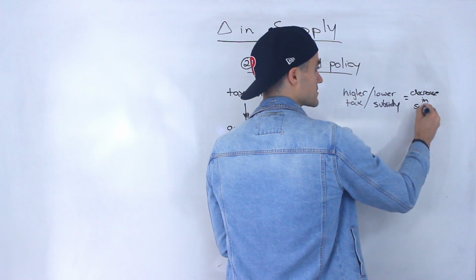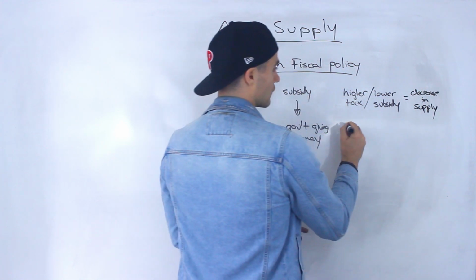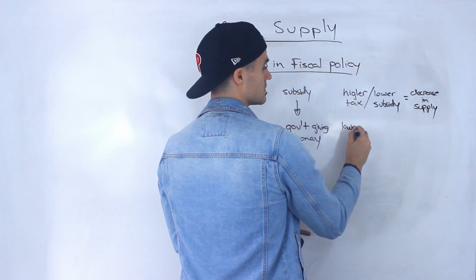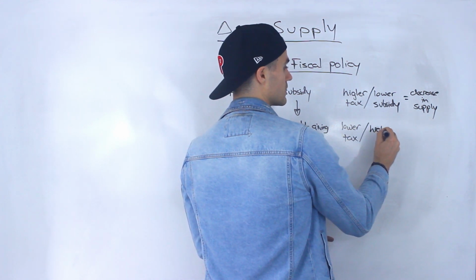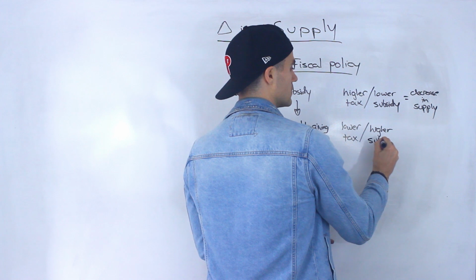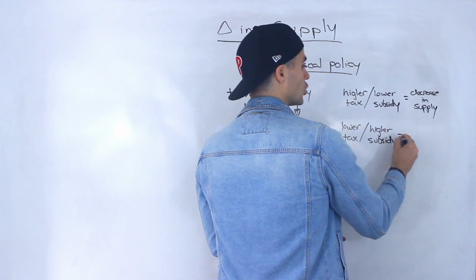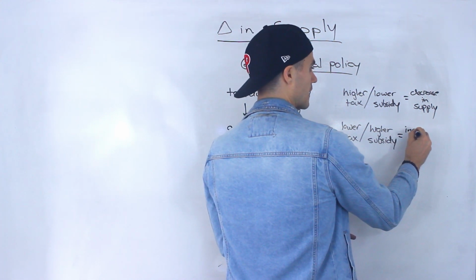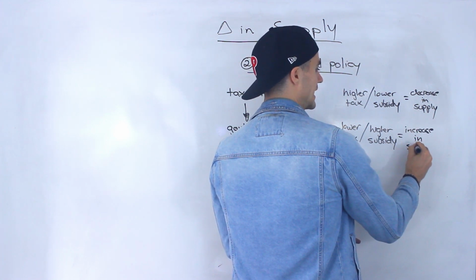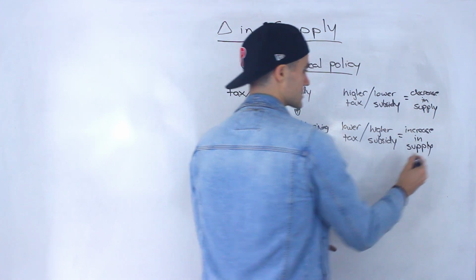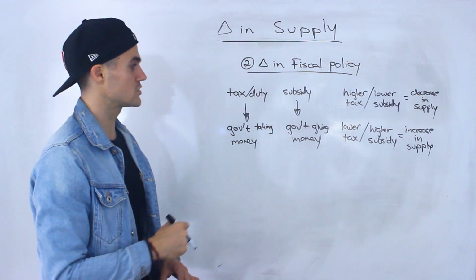So that supply curve would shift left, versus if there's lower tax and/or a higher subsidy, the government is giving you more money as a producer, then that's going to lower production costs, and so you're going to be able to produce more. There's going to be an increase in supply, which is going to shift that curve to the right.